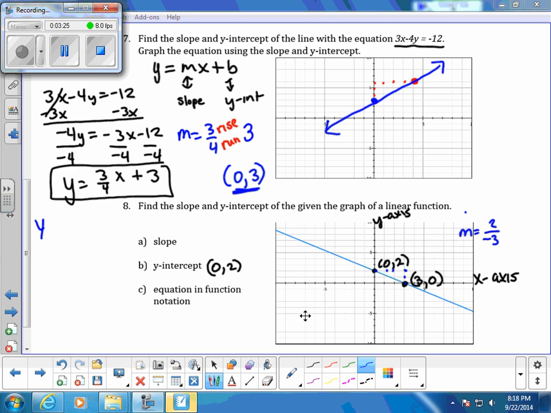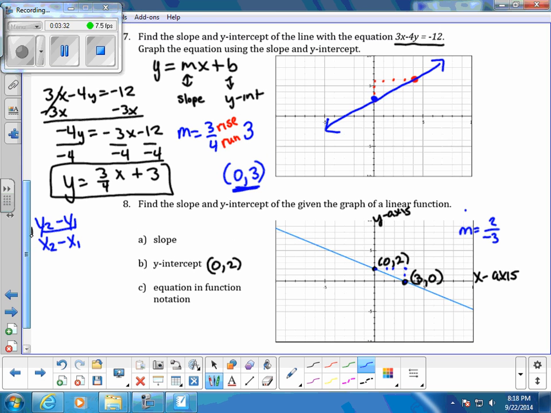Slope equals y2 minus y1 over x2 minus x1, and that's the formula for my slope. So y2 minus y1, I have 0 minus 2, and then I have 3 minus 0, which gives me -2/3. So my slope is -2/3, and I found that 2 ways. I used 2 points and put them in my slope formula, or I physically counted how many did I rise, how many did I run, and used the rise over run.